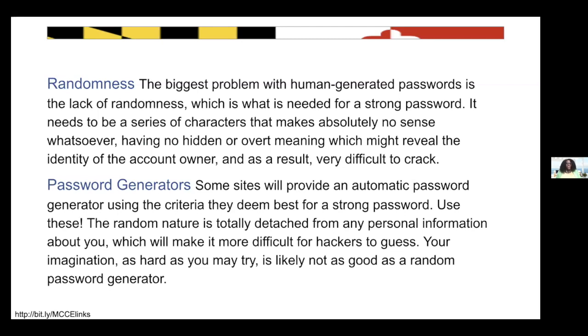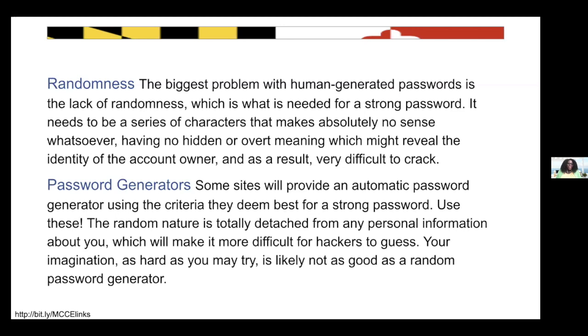So how do you come up with random ones? We have password generators. There are so many out there, and you just Google them and you can find them. Some sites will provide an automatic password generator using the criteria they deem best for a strong password. Use this. The random nature is totally detached from any personal information about you, which will make it difficult for hackers to guess. As hard as you may try, your imagination is most likely not as good as a password generator. And a good thing is, if you forget it and have to request a new password, you just use the generator to give you a new one.